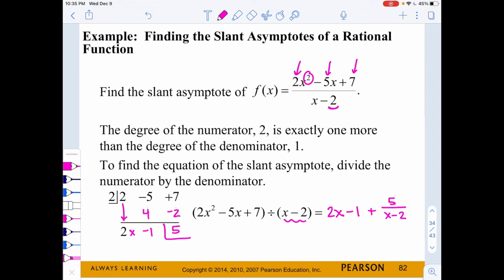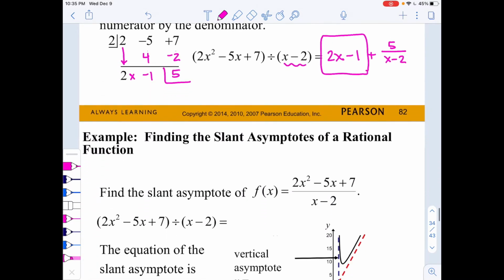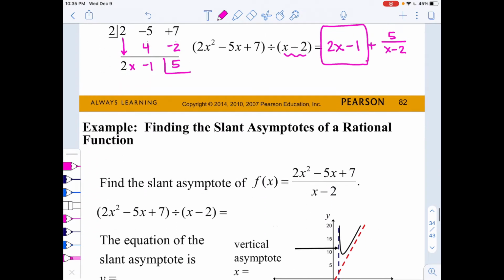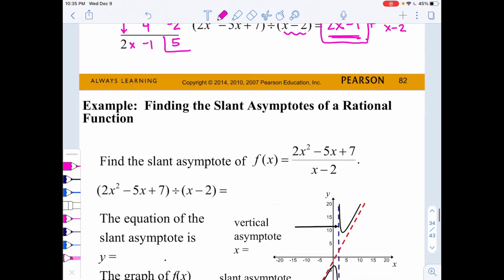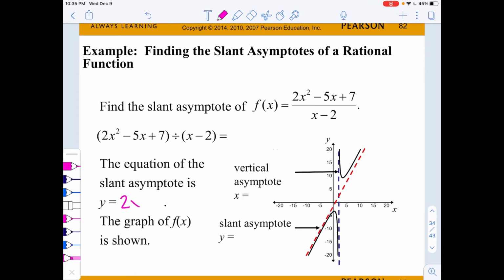Now we're looking for a slant asymptote, and a slant looks like a diagonal, which means we're going to be kind of looking for a slope-intercept type of equation. This piece right here is going to give us the equation of that slant asymptote. And we're not going to worry about the denominator. I'll explain that in a moment as to why we're not going to worry about the remainder. So if we were to take this information, we found that the equation of the slant asymptote is going to be 2x minus 1. So we're going to have the equation y equals 2x minus 1.